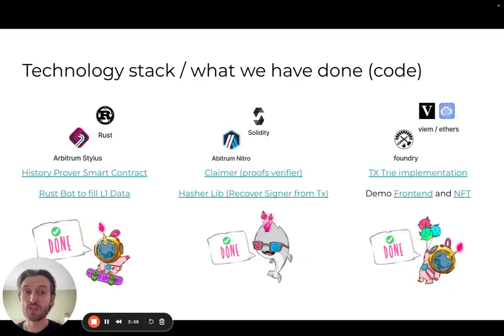The stack that we used: we use Arbitrum Stylus and Rust for the prover on the L3 and the bot that can fill all that L1 data. We use Solidity and Arbitrum Nitro for the consumer, which is a claimer contract, and a specific lib that can recover a signer from the transaction. And we also built a contract, NFTs, frontend, and a small lib using Foundry, Vim, and Ethers if you want to check it out.